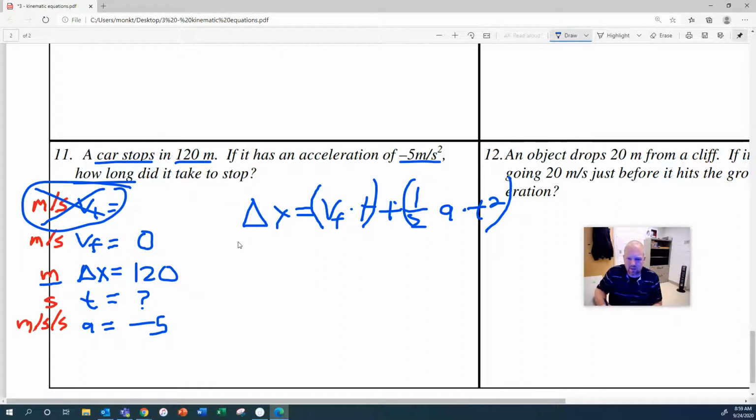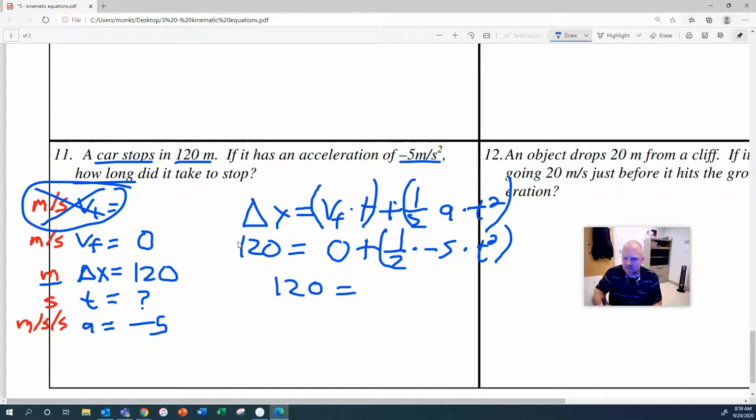And so delta x is 120, is equal to velocity final is 0 times time. So it doesn't matter what time is. We've got 0 here. Plus 1/2 at squared. 1/2 times -5 times t squared. And so 120, to simplify, is equal to -2.5 t squared. And then we would divide each side by -2.5. Plug in your calculator and solve.